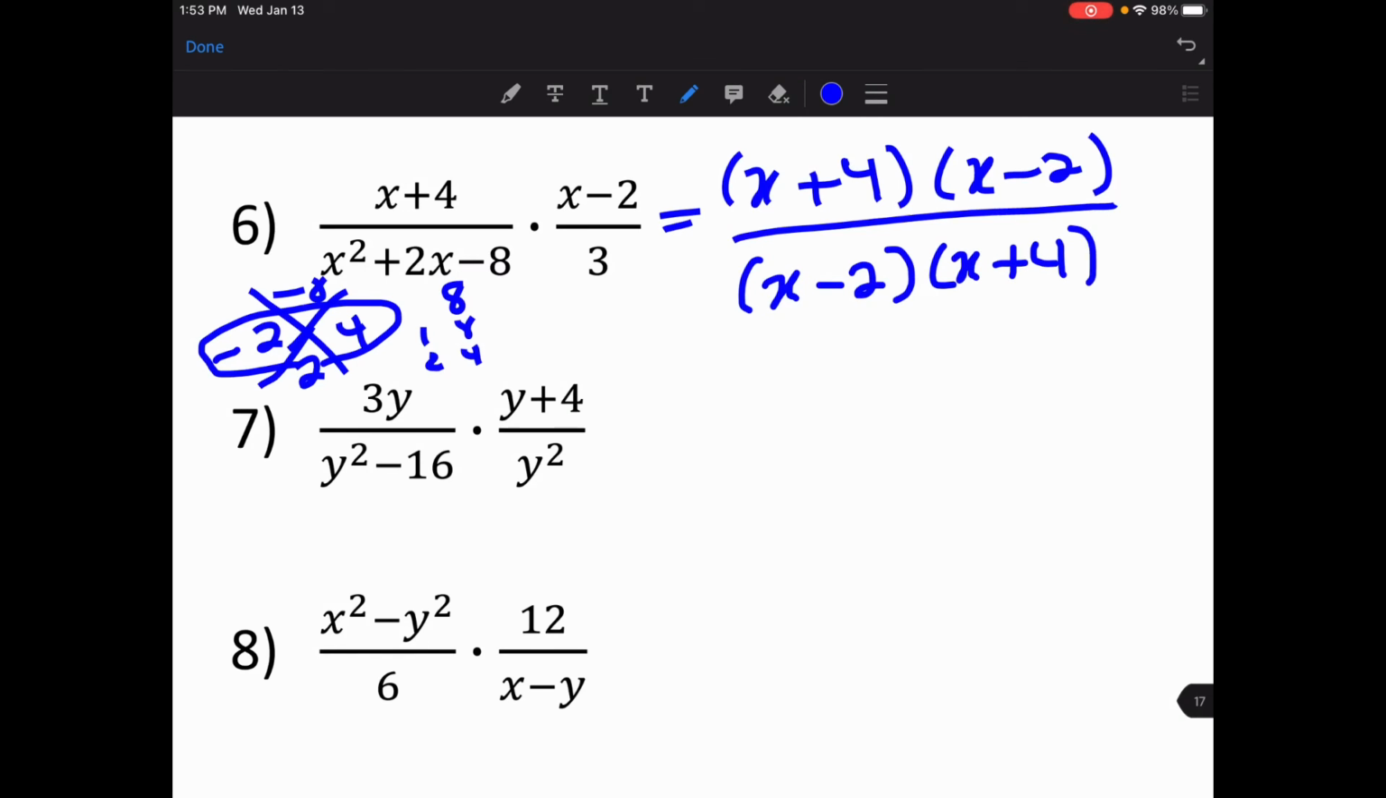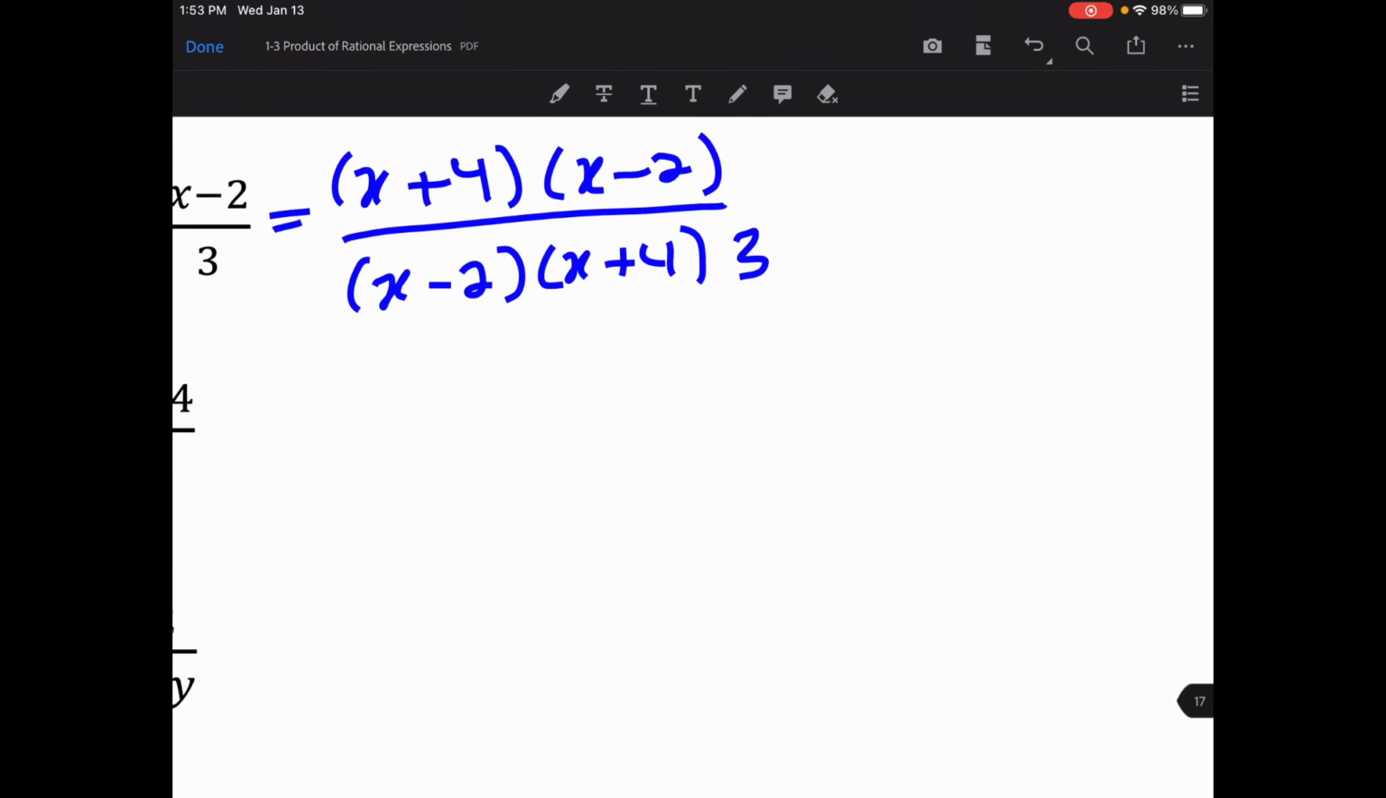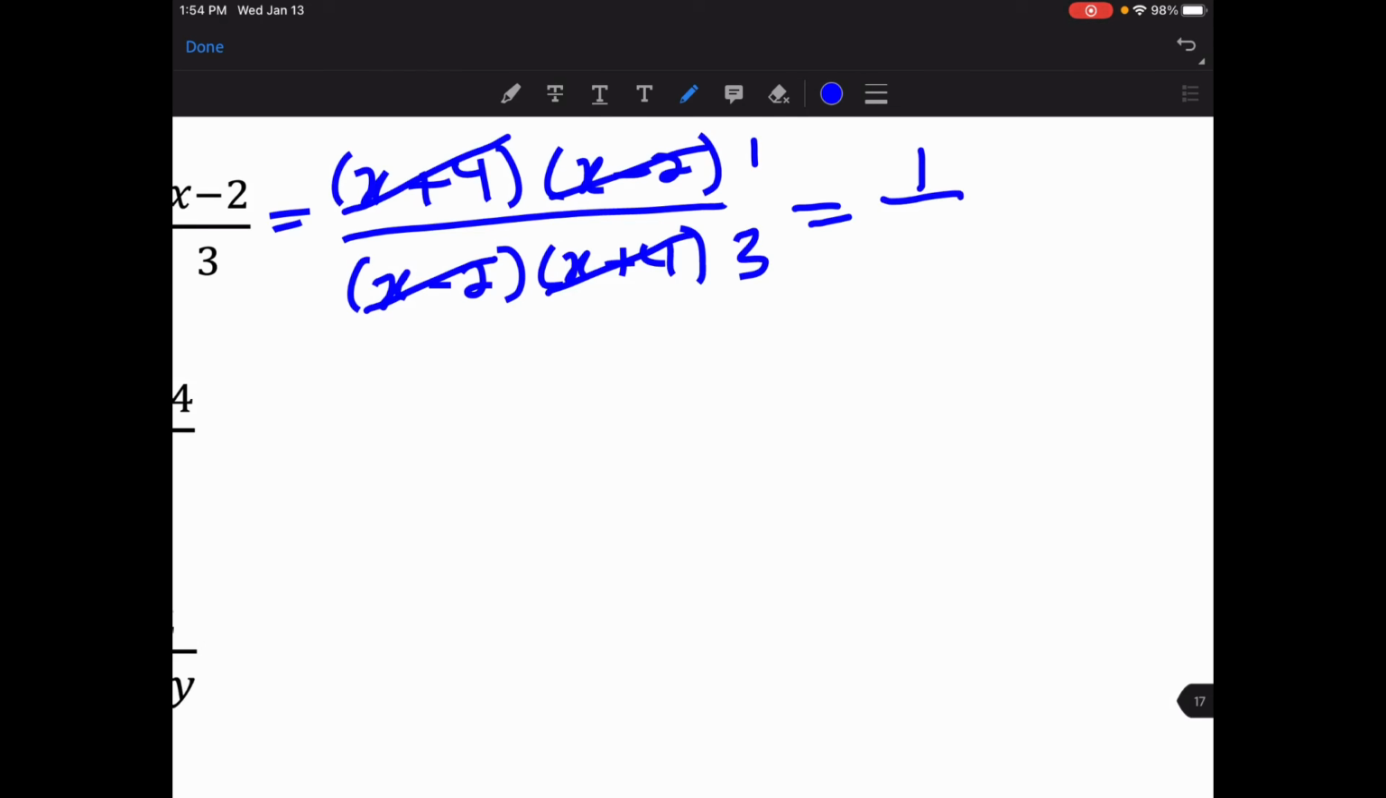Then I need to multiply by the 3 here, so that is times 3. From there, we're going to say, okay, is there anything I can factor? I can divide out. So I have x over x plus 4 over x plus 4 gives me 1. And then x minus 2 over x minus 2 gives me 1. Sorry, therefore my answer is 1 over 3.